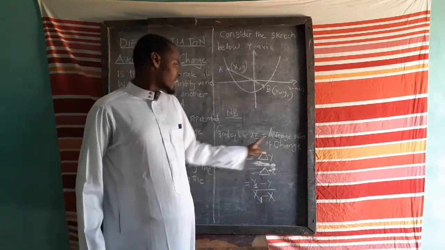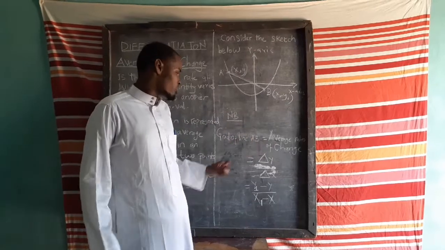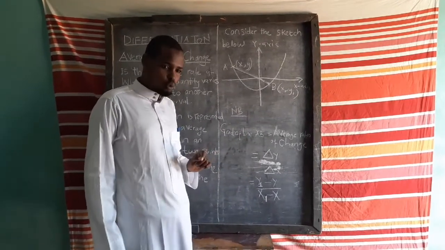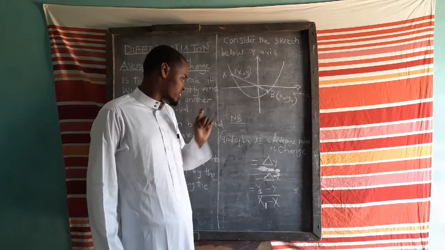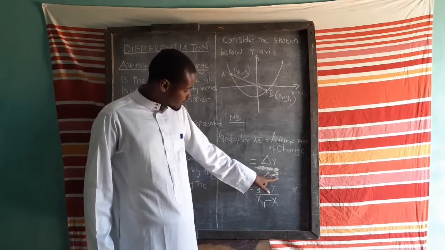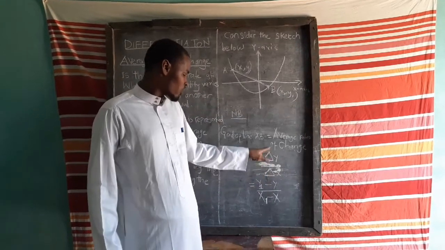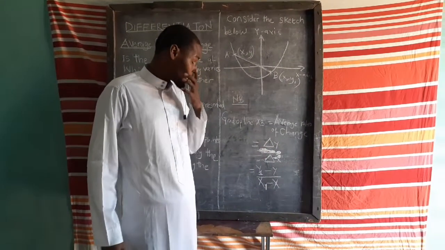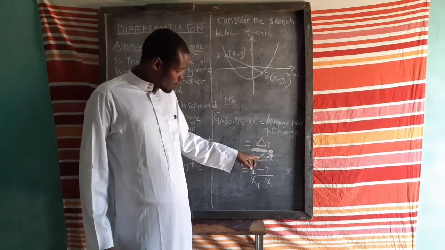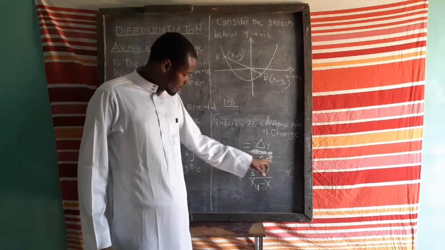Then how do we get the gradient of line AB? Gradient of a line you have learned in Form 2, equation of a straight line. We say change in y over change in x. This symbol that you are seeing, it's not a triangle, it is referred to as change. Change in y over change in x.